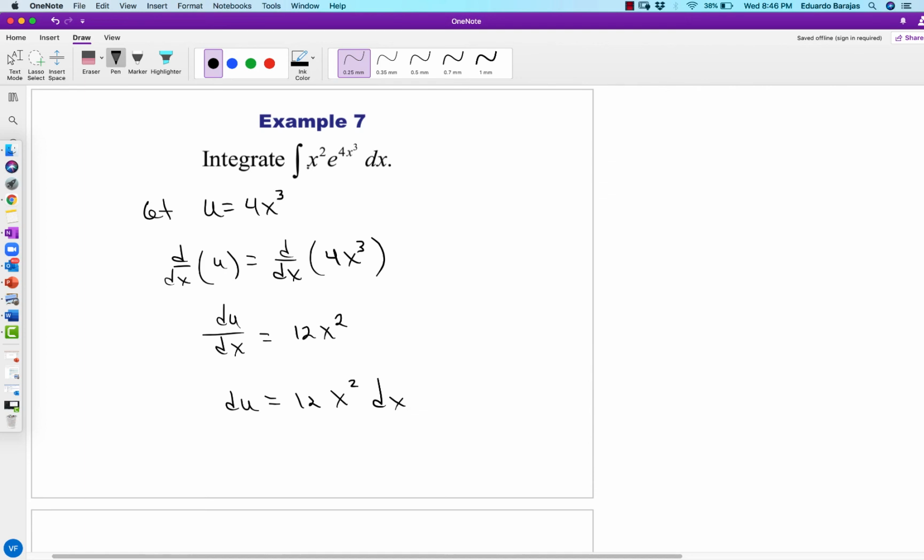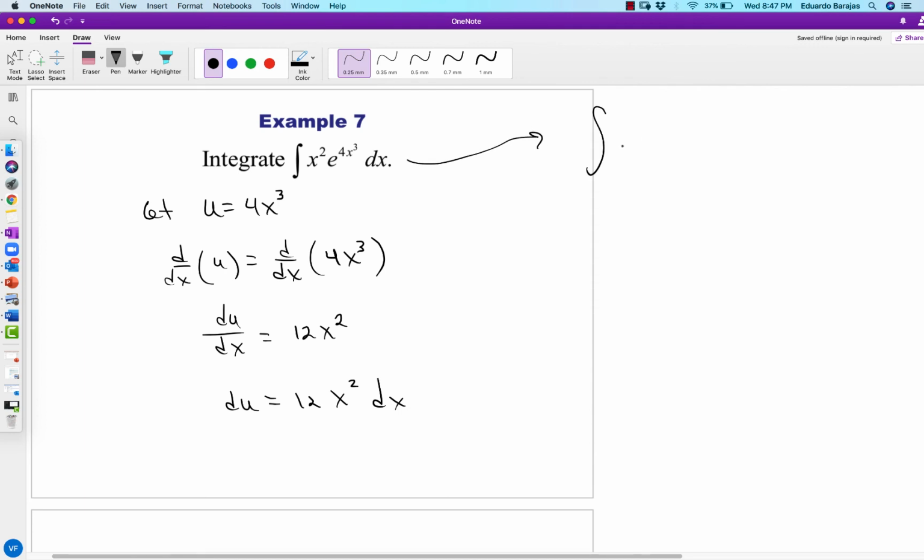And again, we're going to have to make a clever introduction of a constant. Good. So if you're wondering, well, how did I know right away to let u equal to that? Well, it just comes with a little bit of practice and just experience. Okay, so now let's come over here.